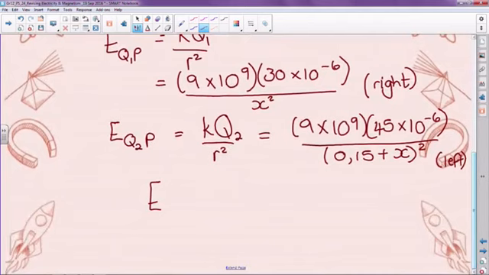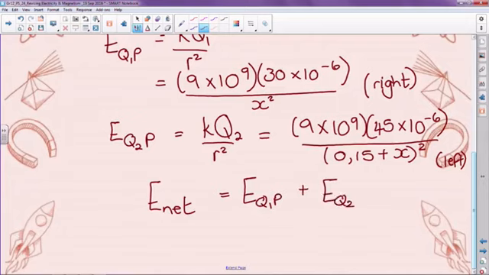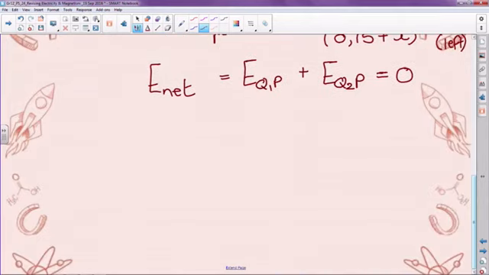My E net would be equal to EQ1 plus EQ2 at P, okay? One of these has to be negative, and it doesn't matter which one you make negative, okay, because together they must give me 0. So if one wasn't negative, there would be a serious problem with this question because you wouldn't actually be able to calculate it, okay, because you wouldn't get 0 when you added them together.